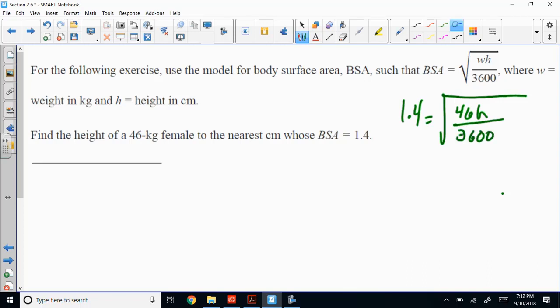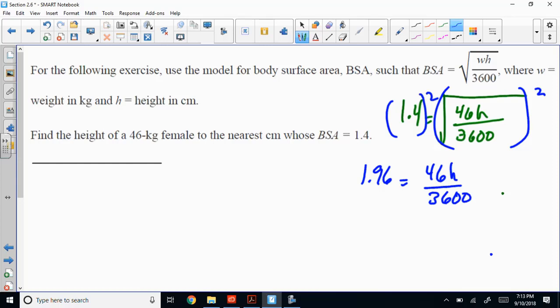Well, if you're looking at this, the first thing that we need to do is what, guys? Yeah, get rid of the square root because we've got to get in there to that H, right? So how do you get rid of a square root? You square it. What you do to one side, you do to the other. So, not sure what 1.4 squared is, but yep. So I got 1.96 equals 46H divided by 3,600, right?